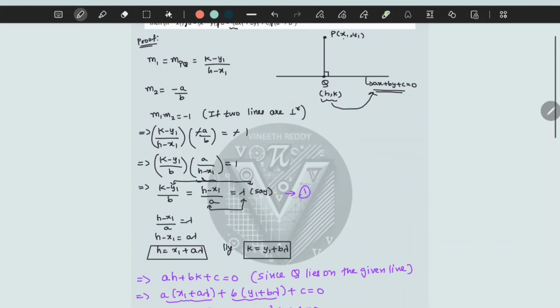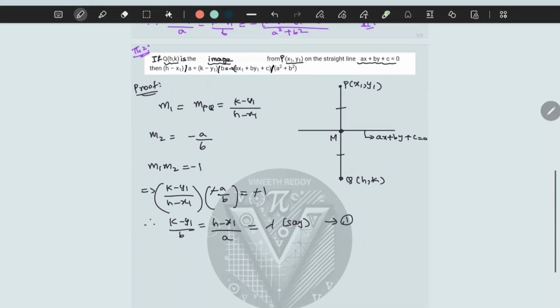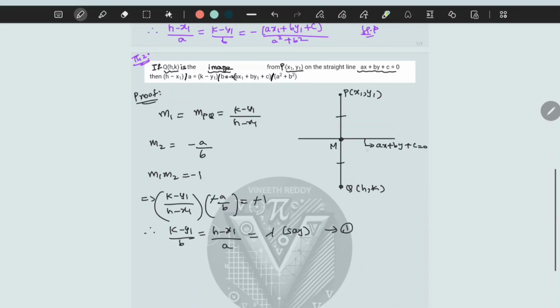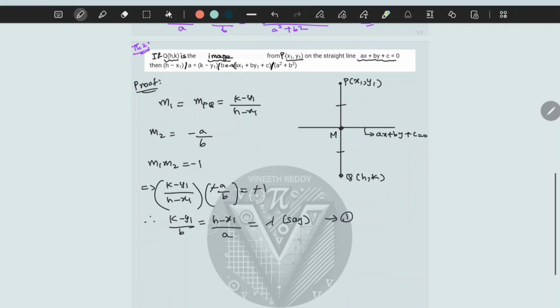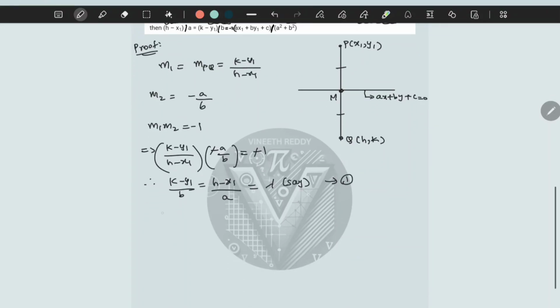So in the previous theorem we replaced x and y with h, k since Q lies on the given line. Now in this theorem Q does not lie on the given line, and what lies? M lies. And how do we get the coordinates of M? M is nothing but the midpoint of P and Q. So that will be (x1 + x2)/2, that is (x1 + h)/2. Similarly (y1 + k)/2.